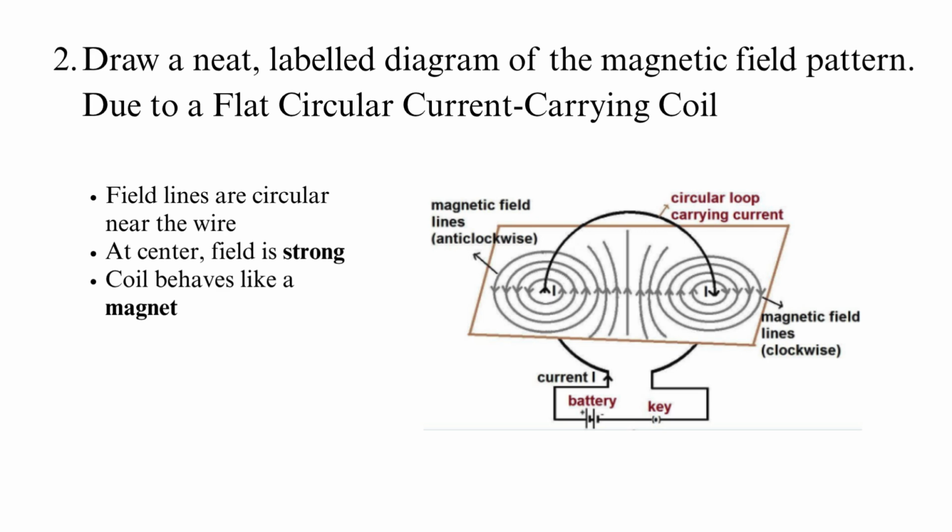Draw a circular loop connected to a battery. Magnetic field lines pass through the center of the coil. Near the wire, field lines are circular. At the center, magnetic field becomes strong and nearly straight.